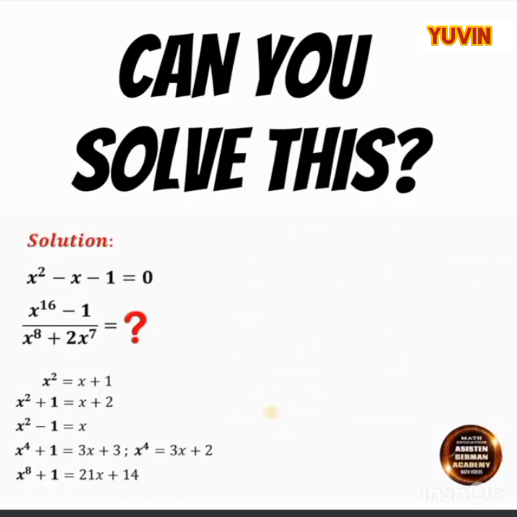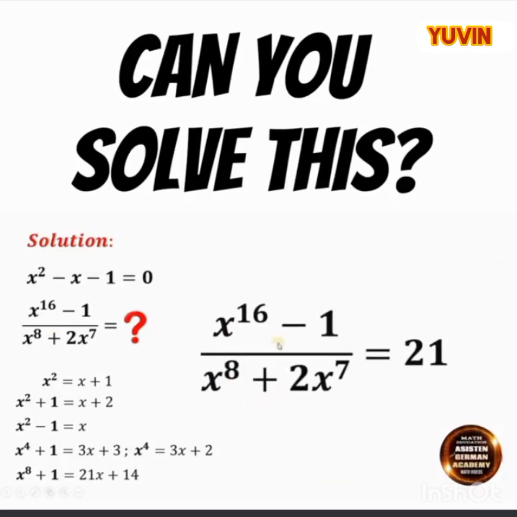Therefore, the value of our expression x raised to 16 minus 1 all over x raised to 8 plus 2x raised to 7 must be equal to 21. And we're done.